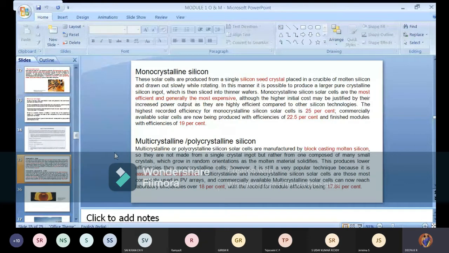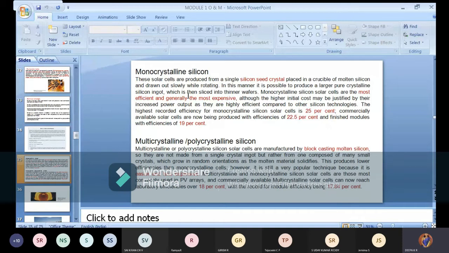In this manner, it is possible to produce a larger pure crystalline single ingot, which is then sliced into thin wafers. First you'll get it in one form, that is, a completely single ingot will be available, and depending upon the requirement and the demand, you can slice it into thin wafers. And monocrystalline silicon solar cells are the most efficient and generally the most expensive.